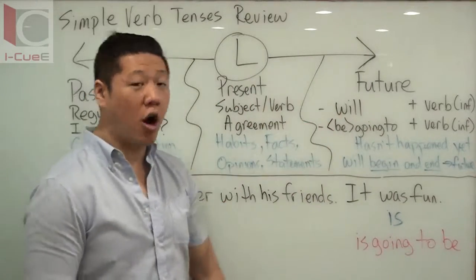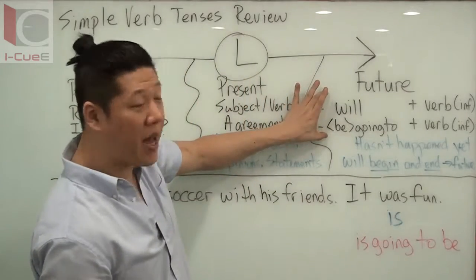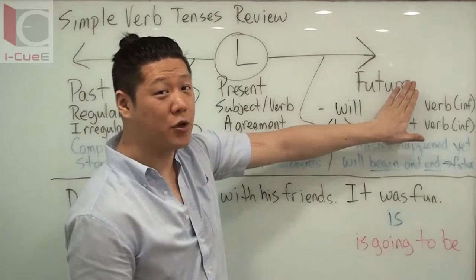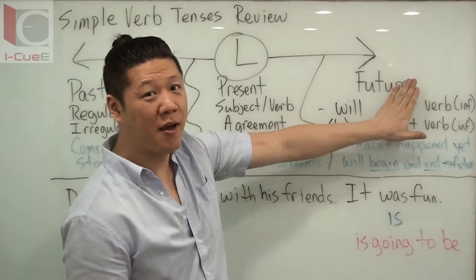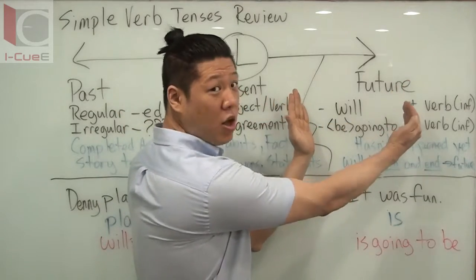Going into the future, all future tenses share this pattern at the beginning. The difference is when you have the simple future, it ends this way. The future progressive ends in a different way, but the beginning of it is always the same.